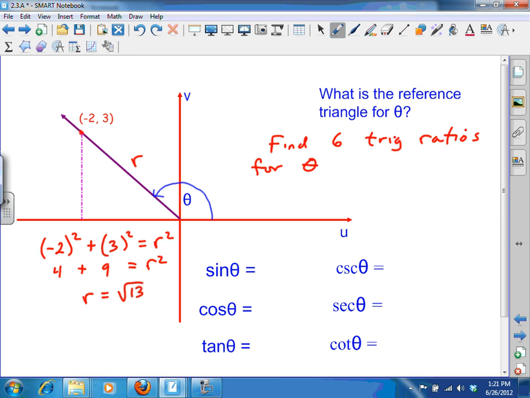All I have to do is write these ratios, 3 over the square root of 13. Cosine: now the u value is negative, so I'm going to have a negative cosine value, negative 2 over square root 13. And 3 over -2 is the tangent, and then I just take the reciprocals of all these things to find their reciprocal buddies. So here we've got negative root 13 over 2, and -2/3 is the cotangent. So that's pretty easy. You have to remember v over r or u over r, and you have to know the reciprocal relationships to get these things, and you need to know the Pythagorean theorem.